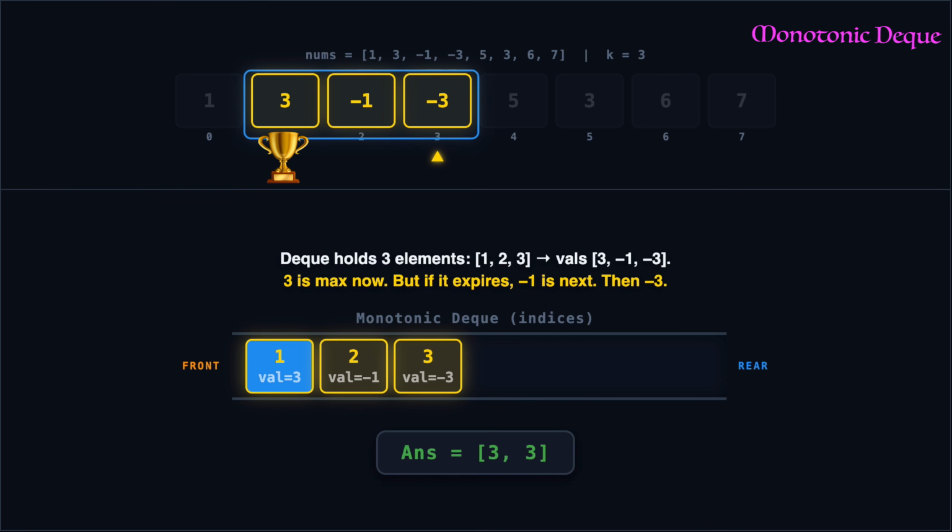Right now, 3 is the maximum, but it will slide out of the window on the next step, and the moment it does, -1 becomes the next candidate. If -1 also slides out, -3 gets its turn. The Deque is essentially saying, "I am not the maximum right now, but do not count me out. My time might come." Now watch the contrast on the next step.